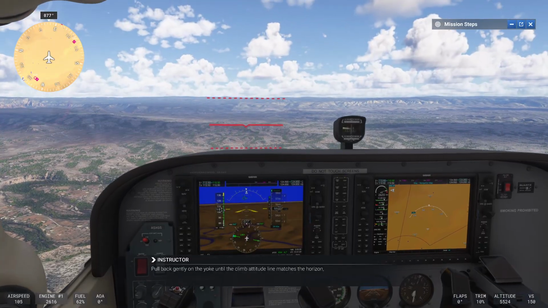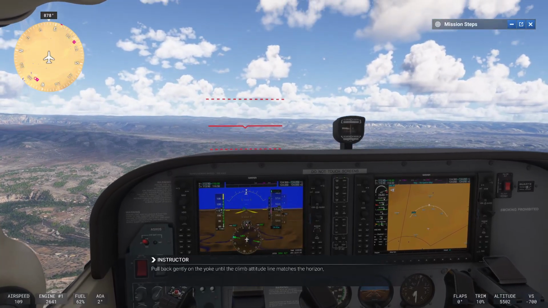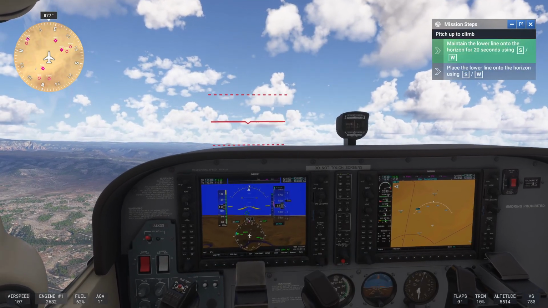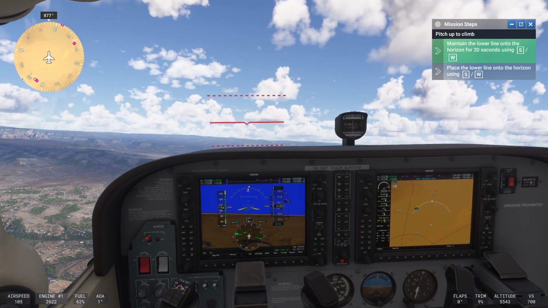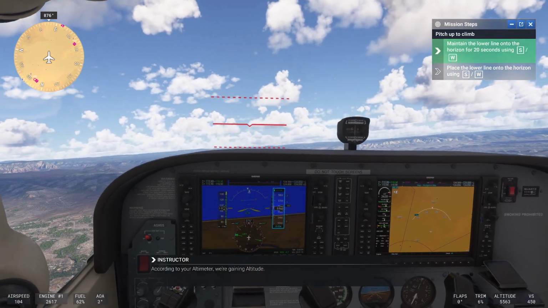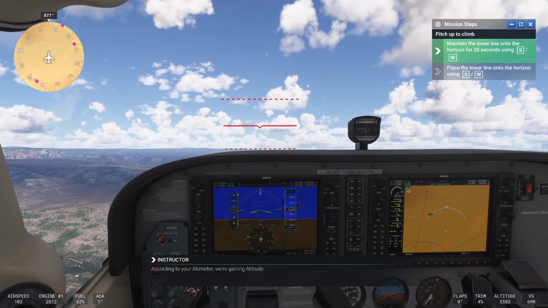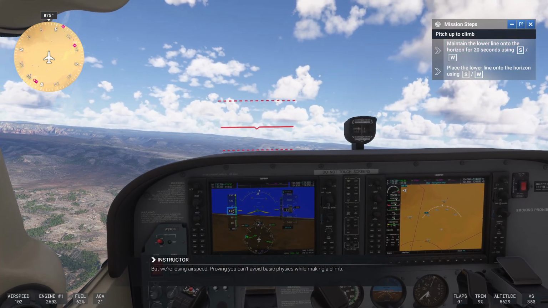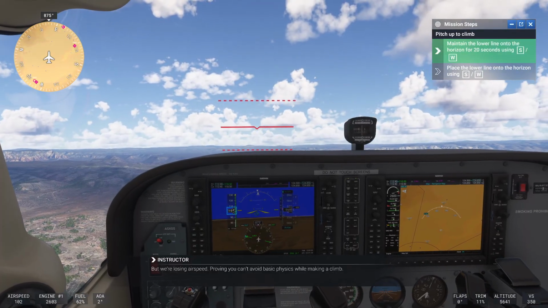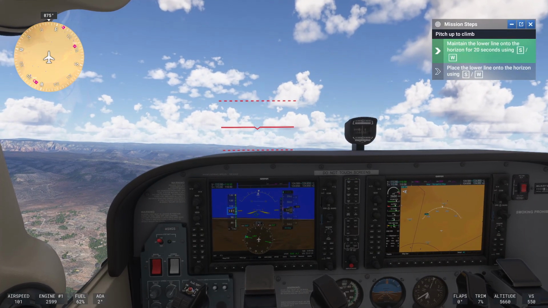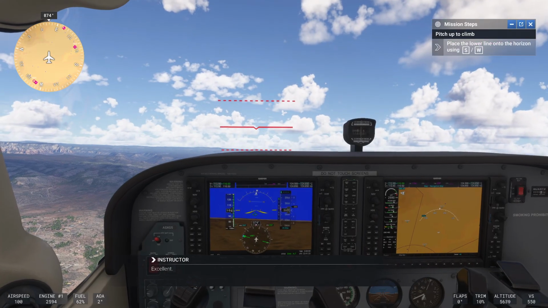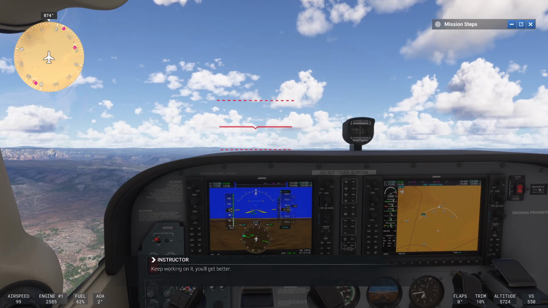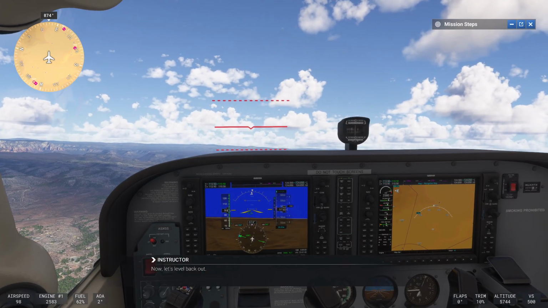Pull back gently on the yoke until the climb attitude line matches the horizon. Then maintain that attitude. According to your altimeter, we're gaining altitude. But we're losing airspeed, proving you can't avoid basic physics while making a climb. Excellent. That's good. Keep working on it. You'll get better. Now, let's level back out.